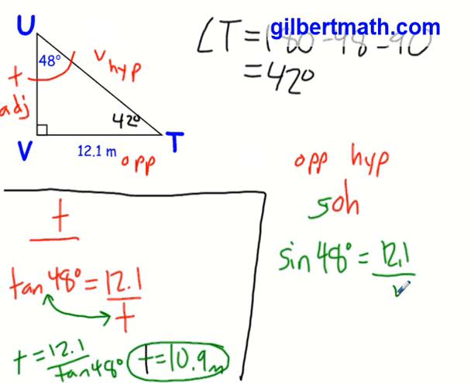And just like last time, my variable is on the bottom, so I have to switch these, and I end up with V equals 12.1 divided by sine 48. And so V equals 16.3 meters.